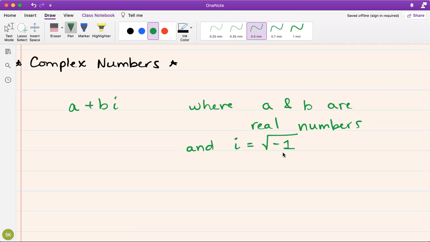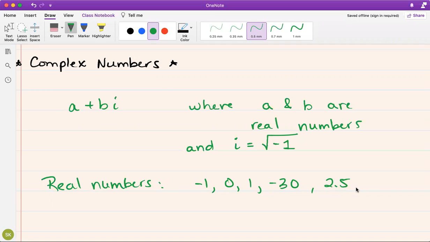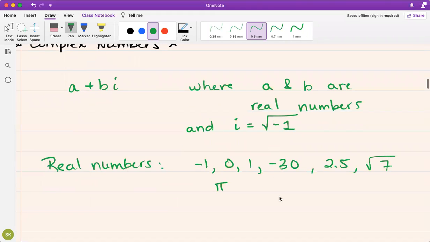Imaginary doesn't mean they don't exist. That's just what we call them. We say they're imaginary numbers, but they're real numbers. And when we say real numbers here, real numbers are things like -1, 0, 1, -30, 2.5. So you've got integers, you've got the zero, you've got fractions, you've got decimals, square root 7, pi, irrational numbers.